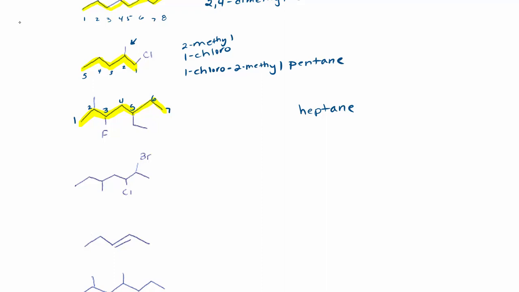Now I have 3 substituents. I have a methyl group at carbon 2. I have a fluoro at carbon 3. And at carbon 5, I have an ethyl. So now I need to put these in alphabetical order. We're going to go E, F, M. So it'll be 5-ethyl, 3-fluoro, 2-methylheptane.